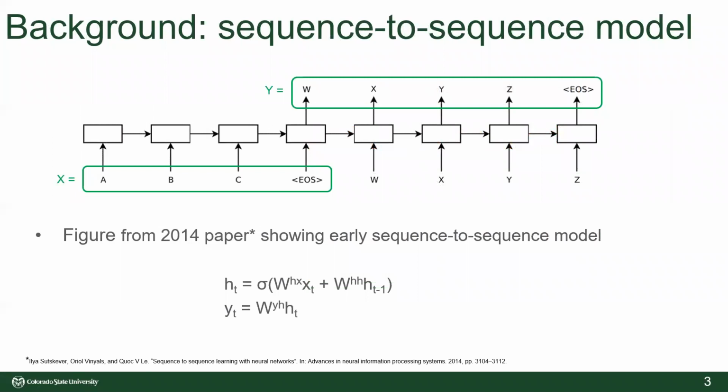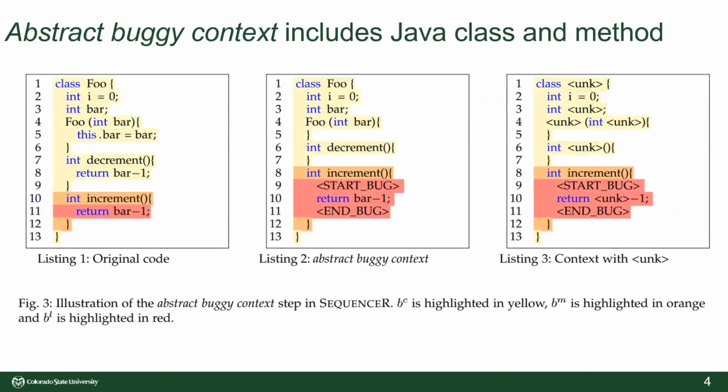The sequence-to-sequence model is a system which takes an input language as a set of tokens and can translate into an output language as a set of tokens. It uses a hidden state, and it learns how to embed the input sequence into its hidden state, which is then used to generate the output sequence using another learned set of weights. This whole system can be trained using thousands or millions of examples of input sequences and correct output sequences. So for SequenceR, we're learning to translate from buggy code to fixed code.